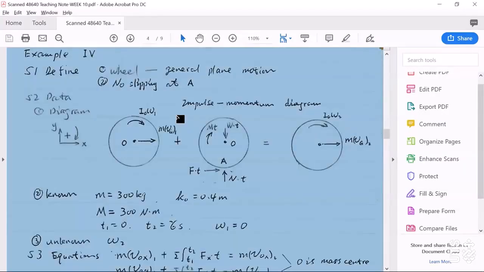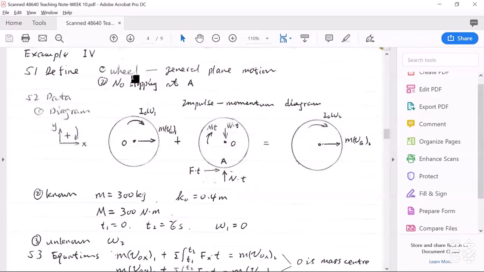Okay, the solution. We define this problem. We know this wheel is undergoing general plane motion. It's rolling without slip. Next, we will have impulse momentum diagram.